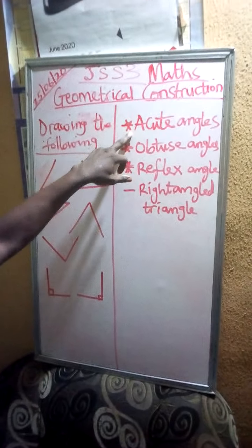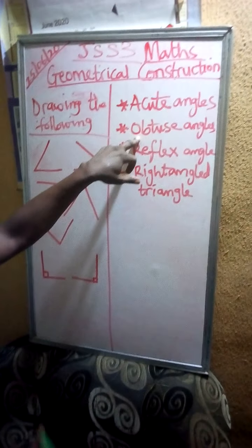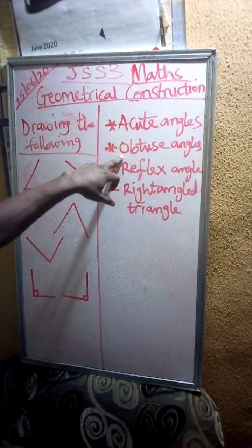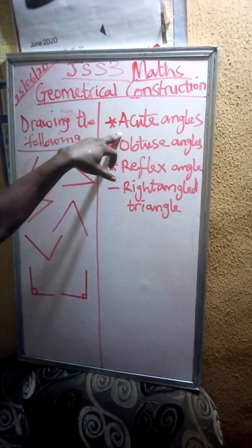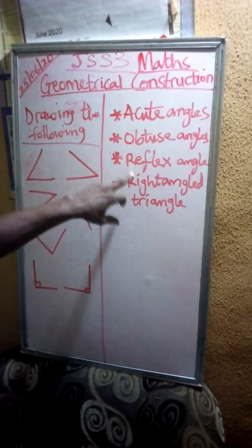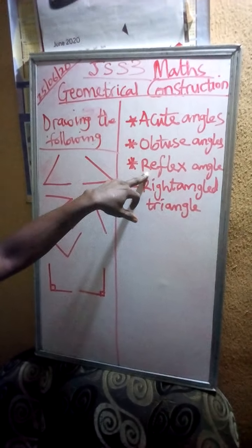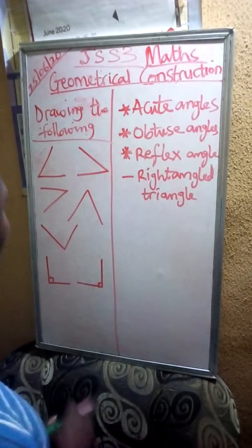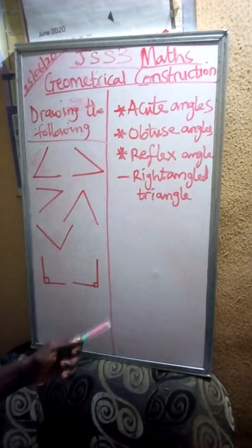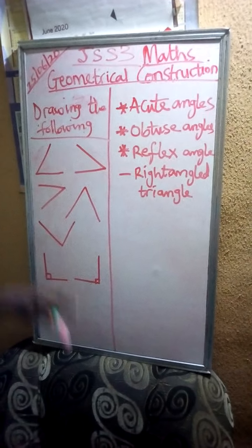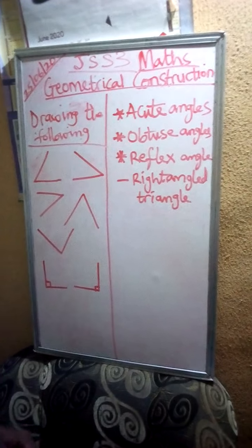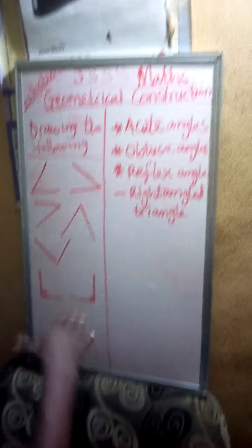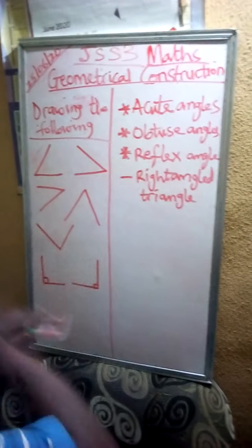Acute angle, angle less than 90 degrees. Obtuse angle is greater than acute angle, greater than 90 but less than 180. Reflex is greater than 180 but less than 360 degrees. Then we have the right angle, which is 90 degrees, angle on a straight line which is 180 degrees, and angle at a point which is 360 degrees. Those are the basic things.